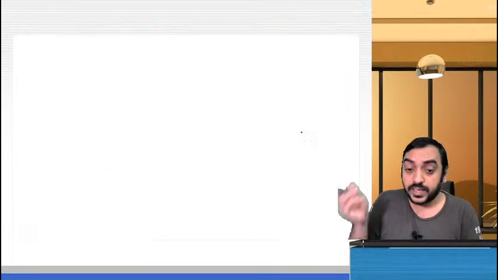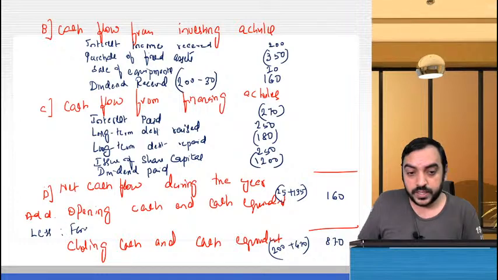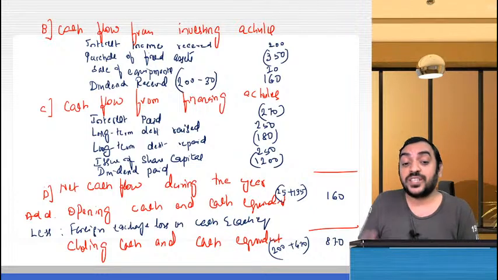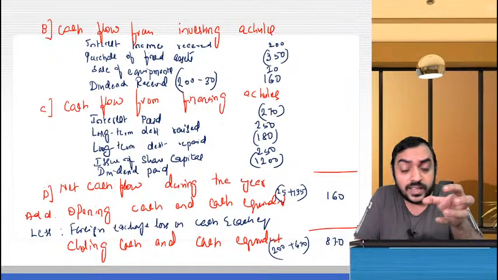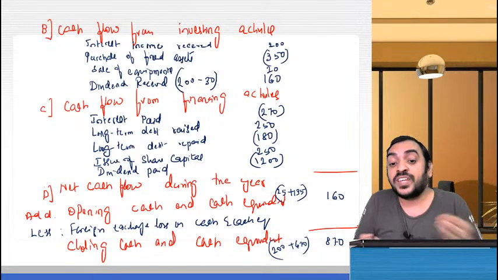Where am I going to subtract? In the opening cash and cash equivalent. This I'm going to show in the reconciliation, less foreign exchange loss on cash and cash equivalent short-term investments. Why? Because the opening balance is there, but the closing balance amount is reduced. The difference amount should be shown by way of reconciliation.